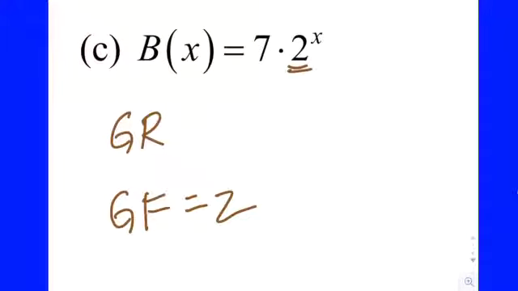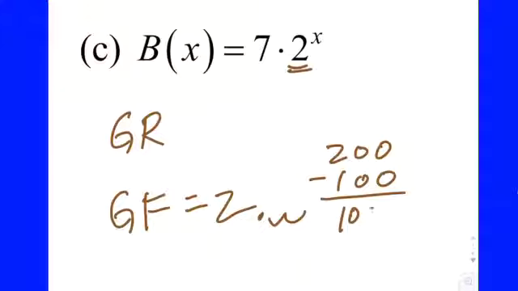100. Good. So remember, 2 is the same as 200%. If you move the decimal 2 places over, since it's bigger than 100, you subtract and you get 100. So that is 100%.